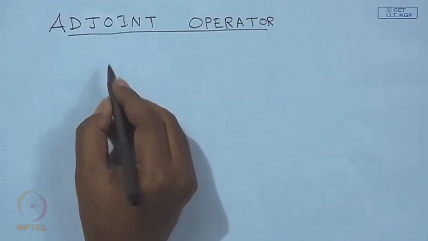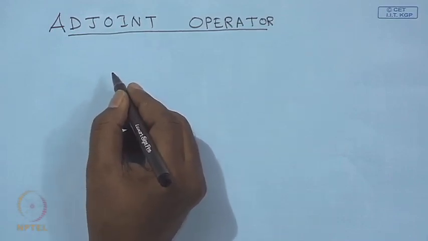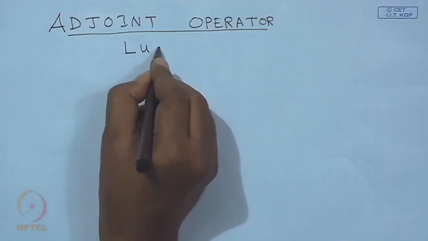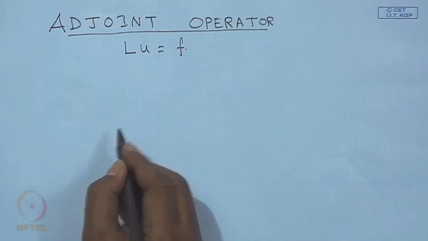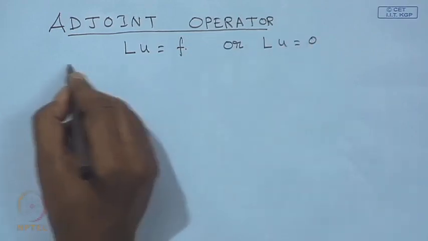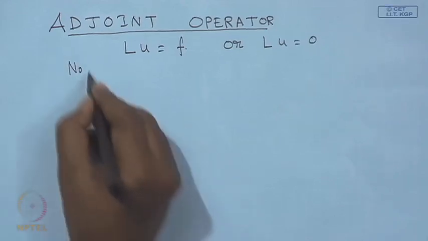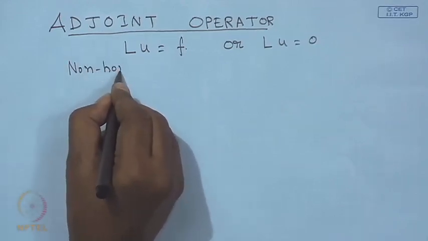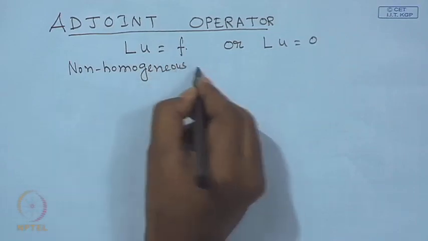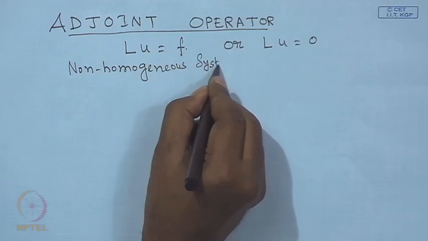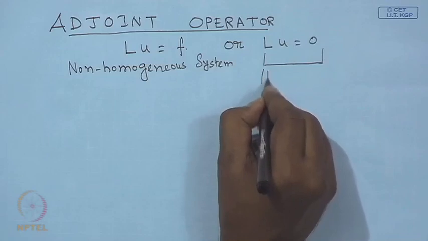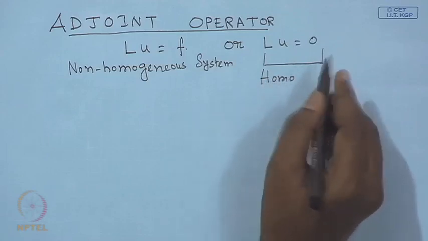Now, any chemical engineering system can be expressed in a mathematical form, in this form L u is equal to F, or L u is equal to 0. This is for a generalized non-homogeneous system, and this is for a homogeneous system.